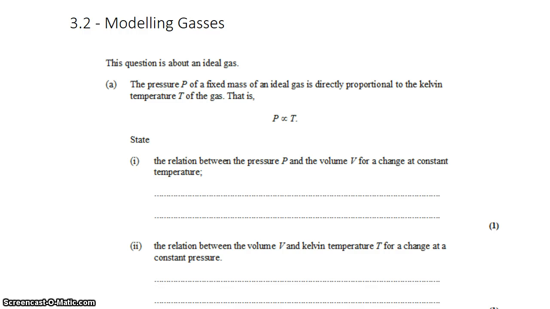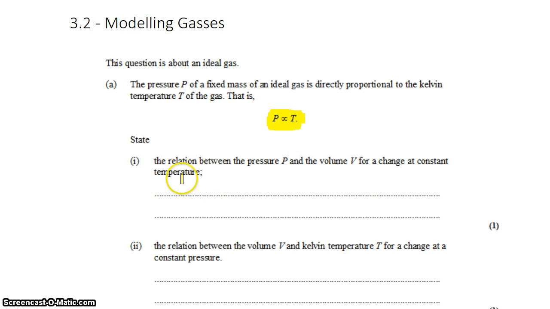Again here with another question on ideal gases. This is from the IB question bank. We have a fixed pressure P of an ideal gas, and we're told that it's directly proportional to the temperature in Kelvin of the gas. That is, P is proportional to T.